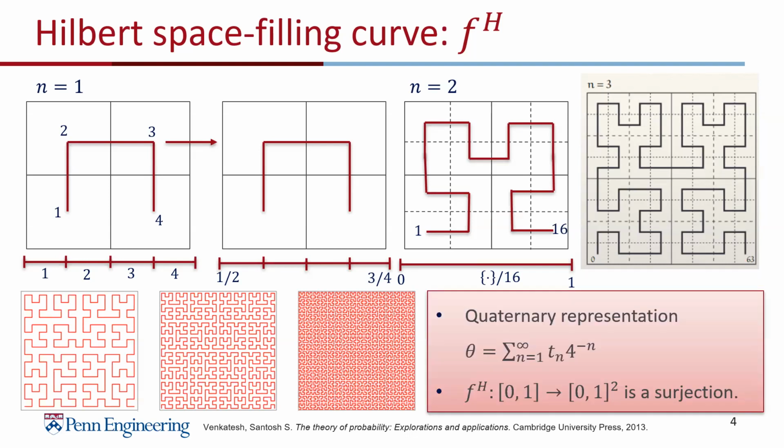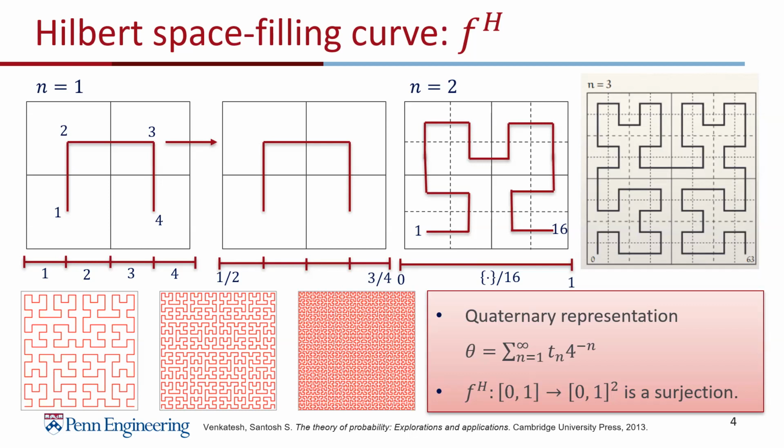And just to observe, you can represent any number in the unit interval using this quaternary representation. So each Tn is a number between 0, 1, 2, or 3. And any number in the unit interval can be represented like this. Just as a sanity check, if you make all the Tn equal to 0, theta is going to be 0. And if you make all the Tn equal to 3, theta is going to be 1. And as you make each of the Tn 0, 1, 2, or 3, you cover entirely all the real numbers in the unit interval.